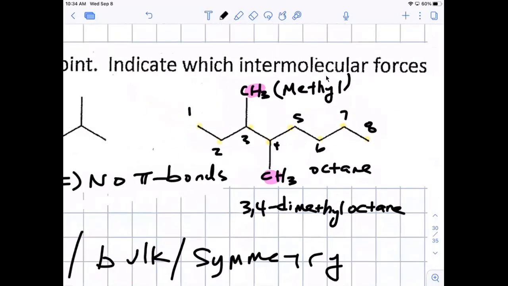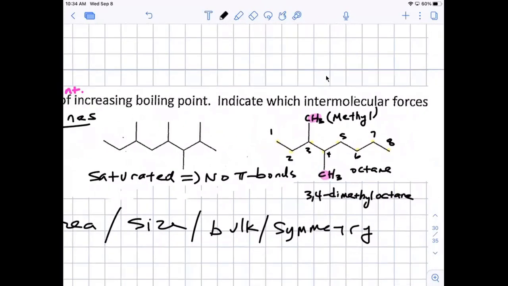Right? Can somebody look that up? 3,4 dimethyl octane. Look up the boiling point. We're looking at the boiling point because that's more than likely a liquid also. Most of your alkane, long chain alkanes are liquids.